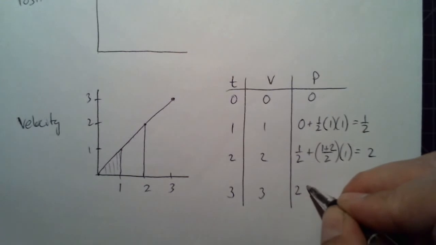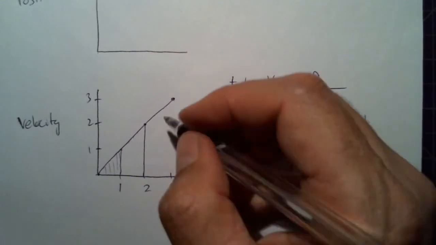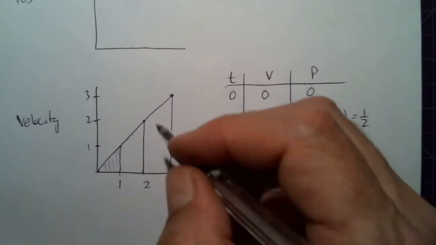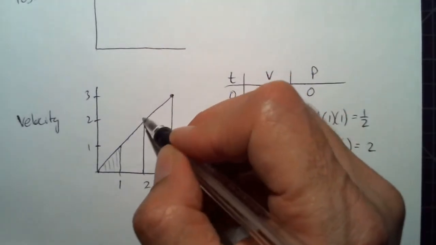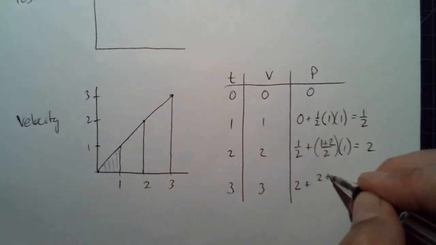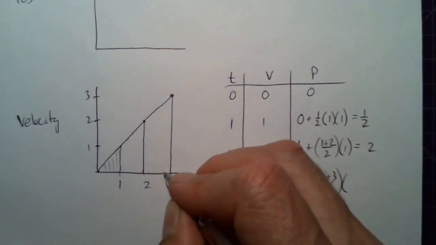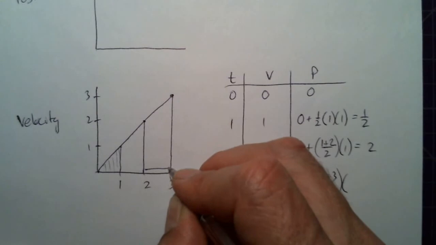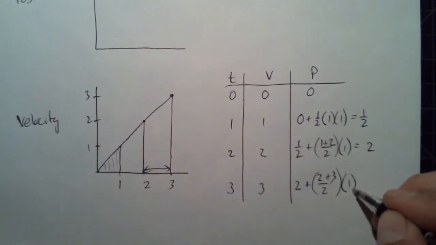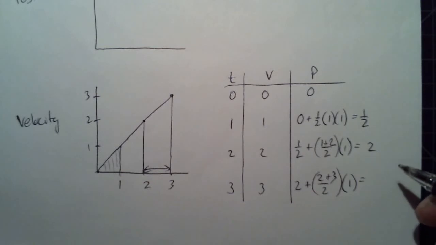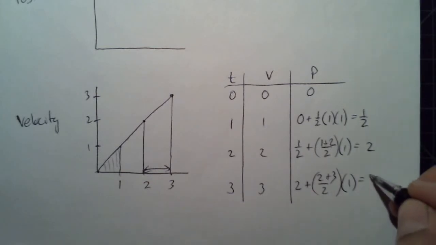And then we've traveled 2 feet, and we're going to add the next area, another trapezoid. So that's going to be height 1 plus height 2, 2 plus 3 over 2 times 1. The base is 1. It's not 3, it's only 1. 5 over 2 plus 2, and that's going to be 4.5.